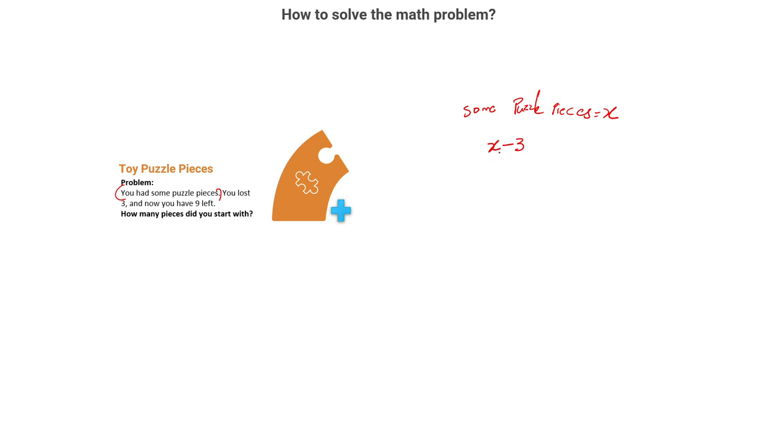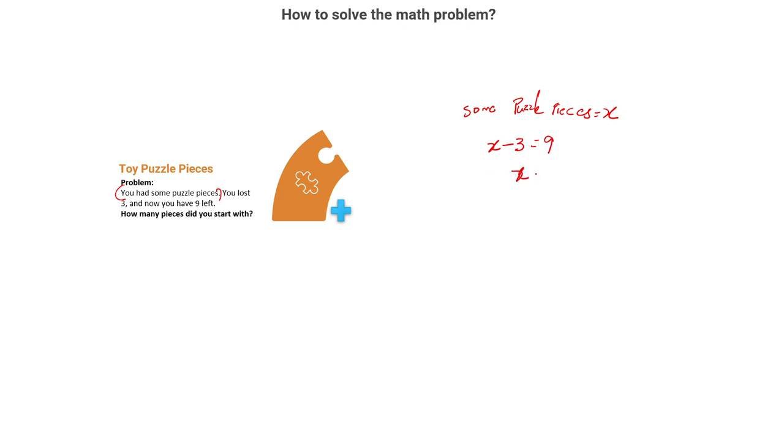So lost means minus, negation, negative, you have to remove. Or if the statement says you gained 3 more or you added 3 more, then it becomes x plus 3. Since it was mentioned that you lost 3, I wrote x minus 3. And now they are saying you have 9 left. So that means this x minus 3 is equivalent to 9.